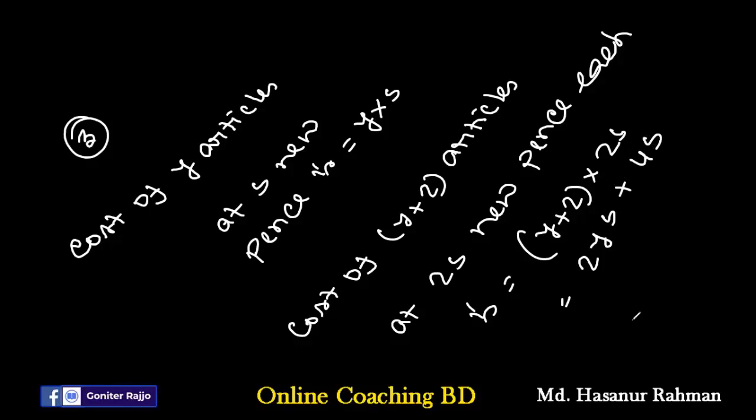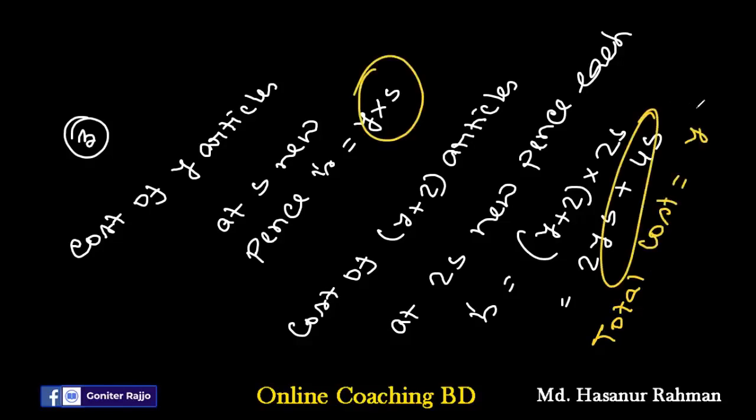Now we have to find out the total cost. So what will be the total cost? We have to add ys plus 2ys plus 4s. So ys plus 2ys, that is 3ys plus 4s. And that is the solution of number 3.